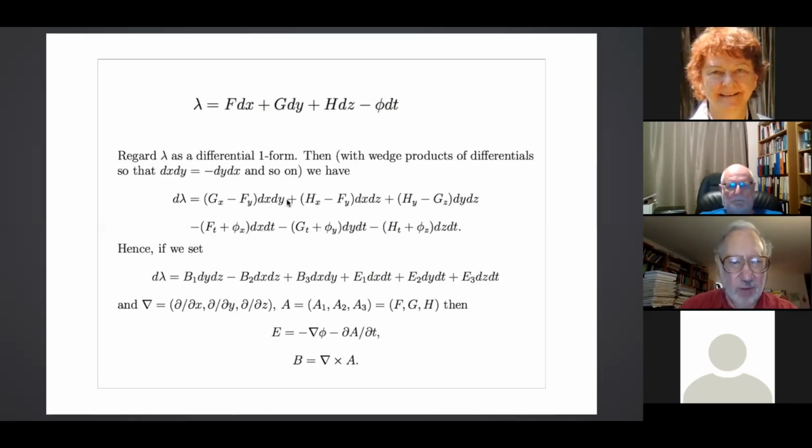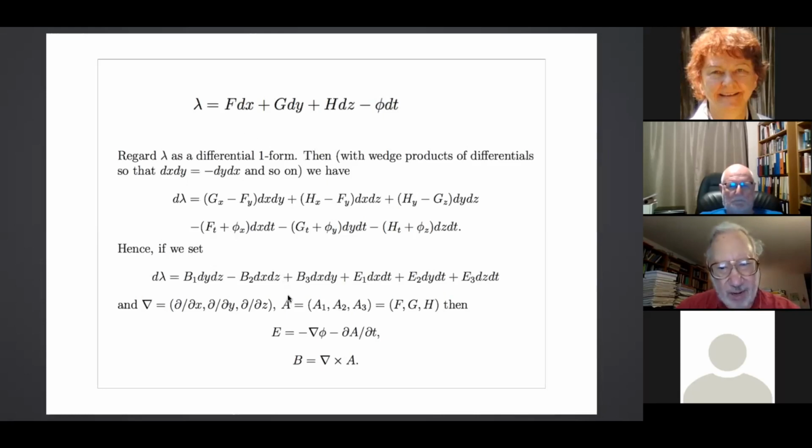And we get two rows of things in the differential. One are differences with respect to space, and the others are differences that involve time derivatives of these guys here. And what Weyl realized was the following, that if he looked at that, he could understand that what he had computed here was the curl of the vector FGH.